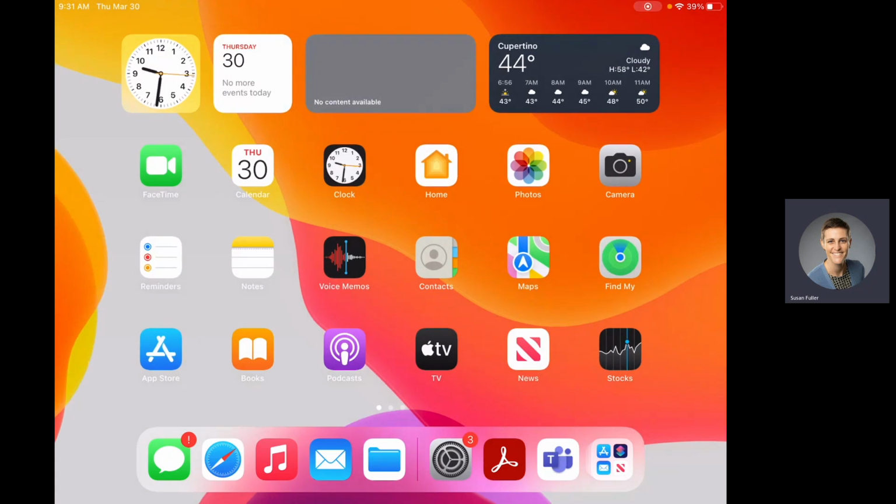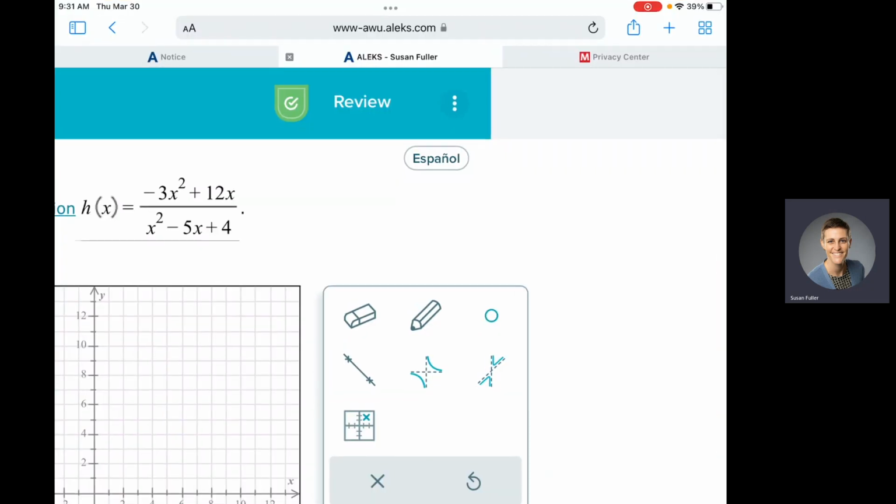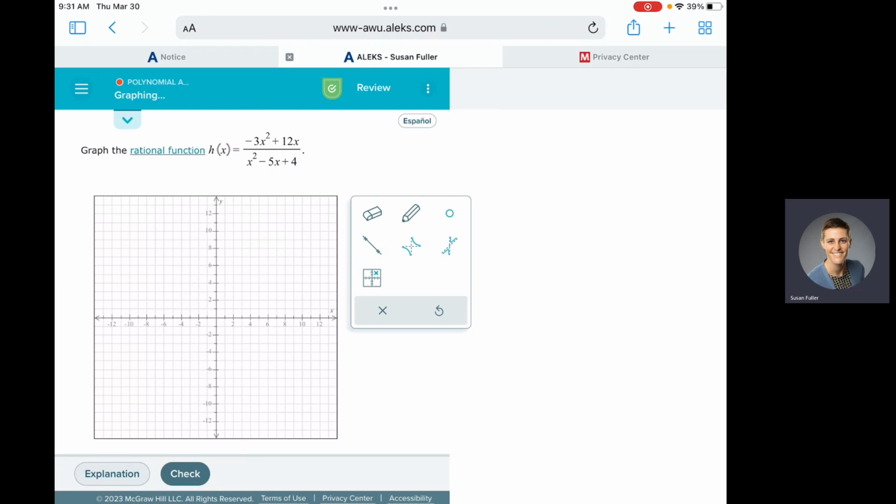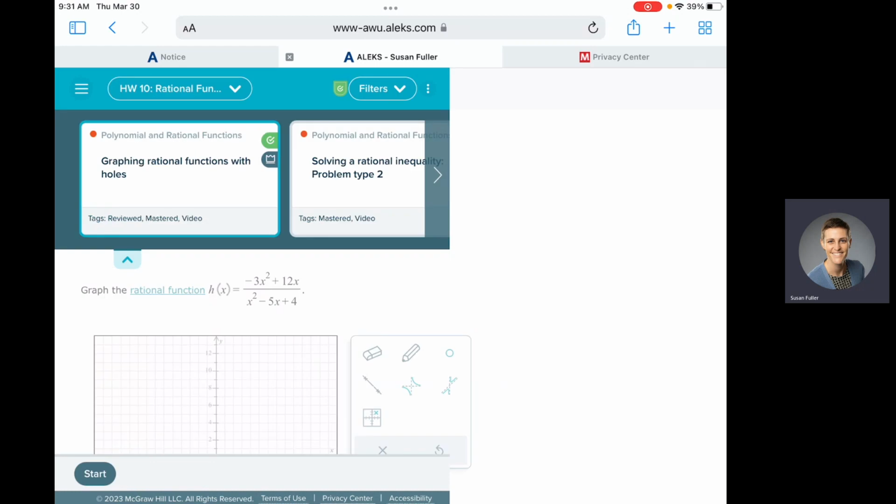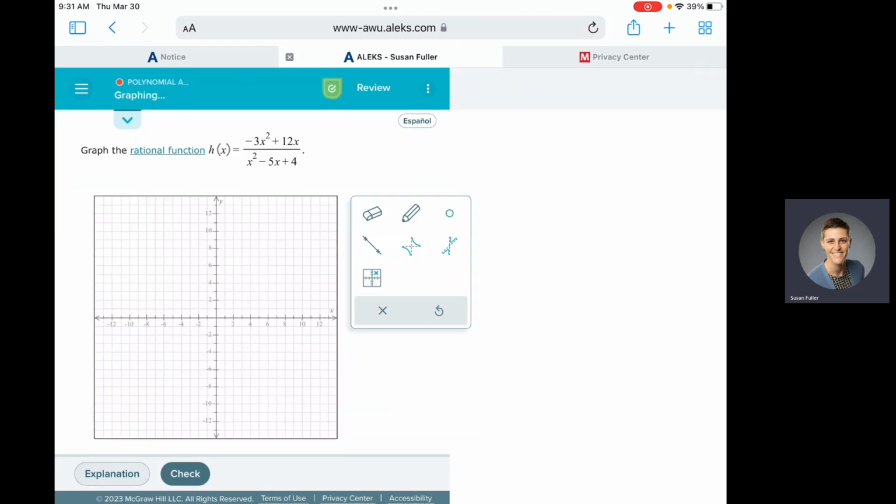So we did some of these in class, and I made another video to help you figure out how to graph these things by hand. I also wanted to spend a little bit of time to show you a couple of different problem types in ALEKS because the way the grapher works on each one is a little bit different. So I'm first going to start with this topic, which is the graphing rational functions with holes topic.